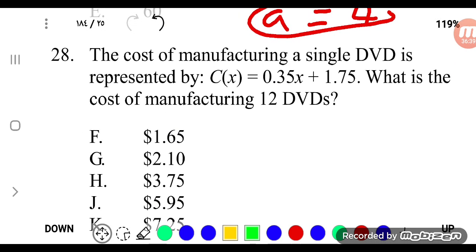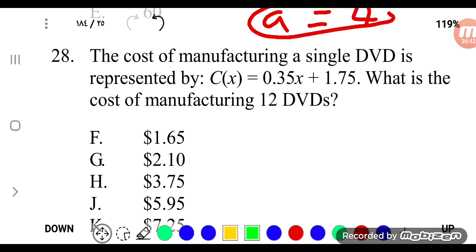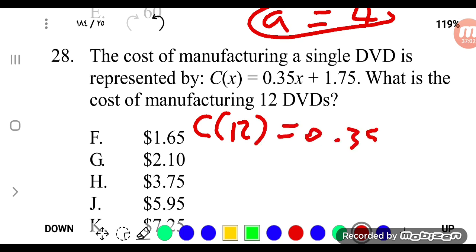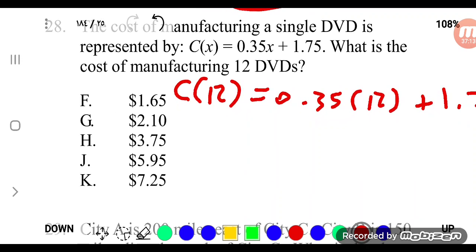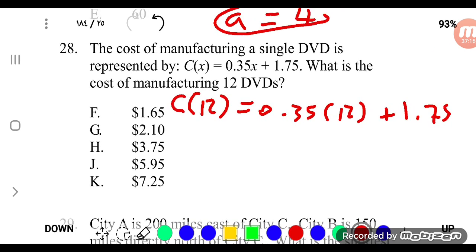Question number 28. The cost of manufacturing a single DVD is represented by this amount. What's the cost of manufacturing 12 DVDs? So here I have to plug 12 for x. So C, the cost of 12, is equal to 0.35 times 12 plus 1.75. On the calculator you can plug these in and get the answer.